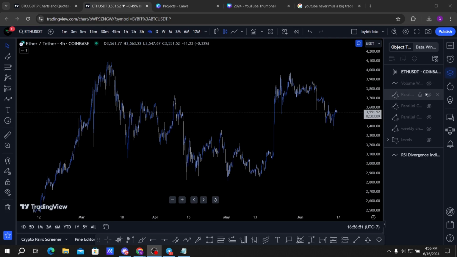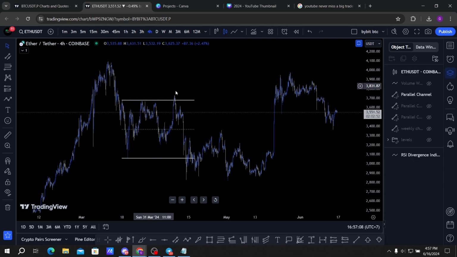So I draw already the first channel here from this wick low and then this key level. This level is actually important because if we can break this level and find support above it, we can see higher prices. So that's the key level to break.